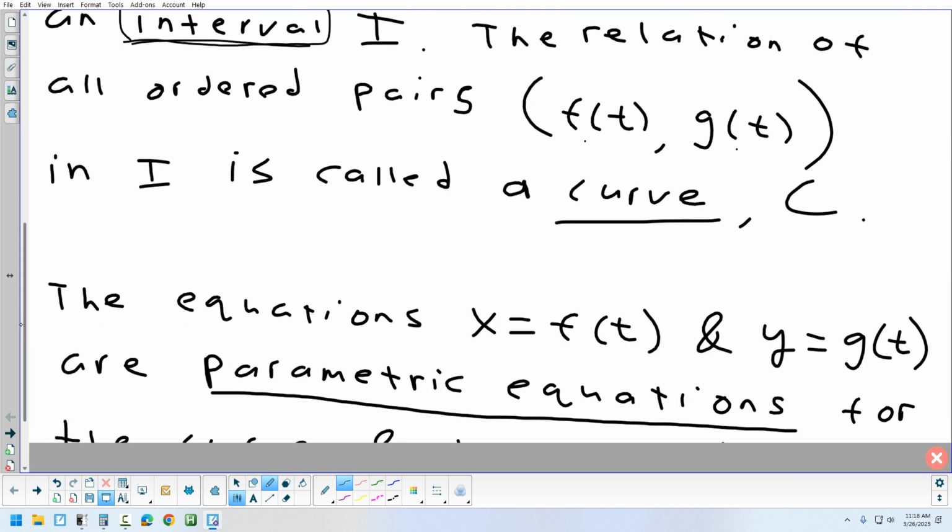So the two equations that you have to be given when you're going to draw something parametrically, they are called parametric equations.